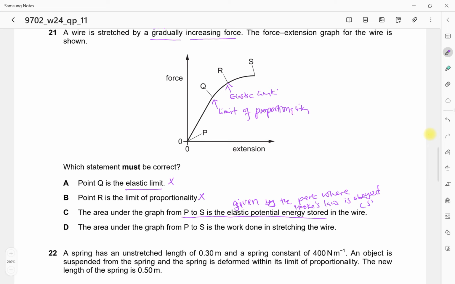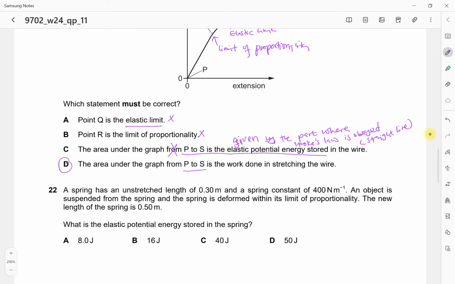In other words, the straight line part. So it means this statement is also not correct. PS is not the elastic potential energy. Elastic potential energy will only be the area under P to Q. The area under the graph from P to S is the work done in stretching the material, so this must be correct. Total work done in stretching the material is the area under the whole graph. So that is correct. If it is elastic potential energy, it is only for the straight line part.